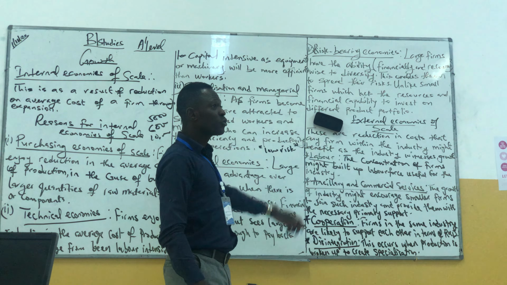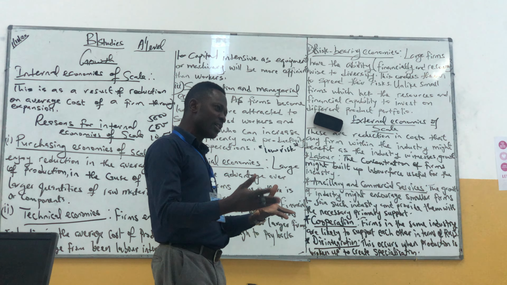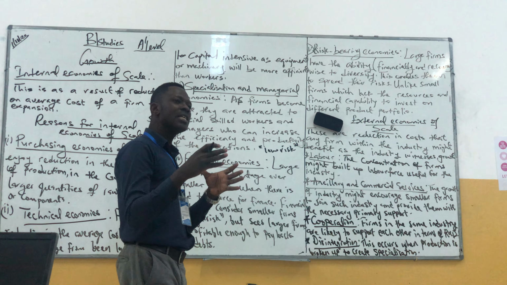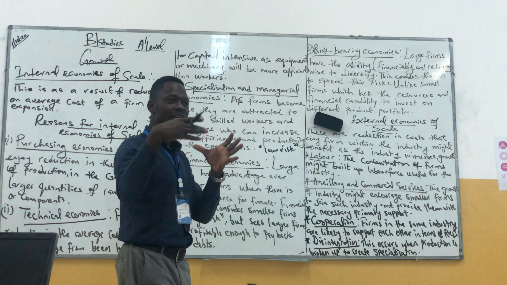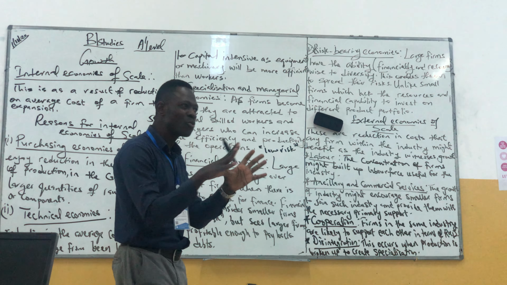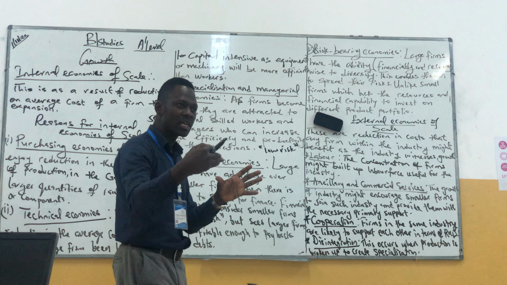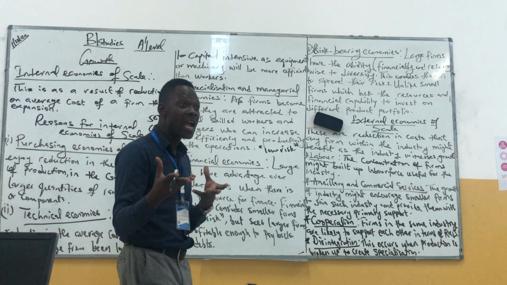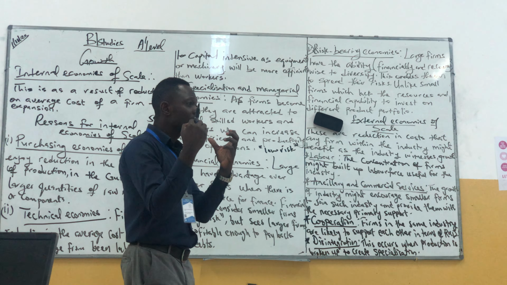Then we have the fifth one, risk bearing. What is risk? Risk is the uncertainty. Risk is the uncertainty that might arise in the course of your production, in whatever you do, the actions you're taking. Might arise. That is uncertainty.